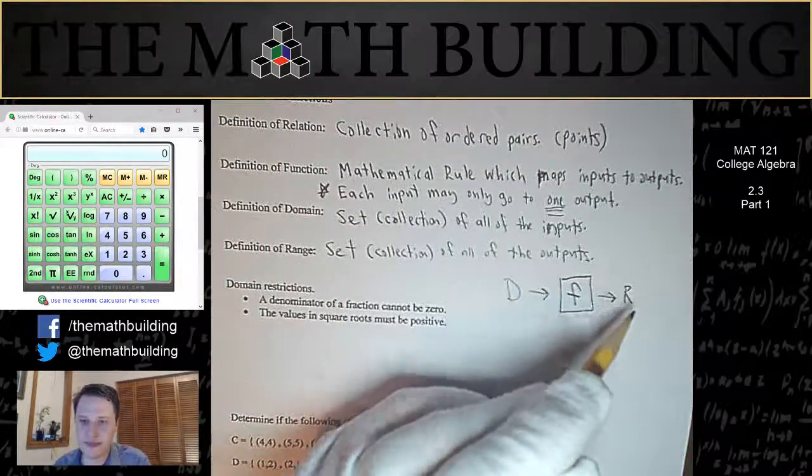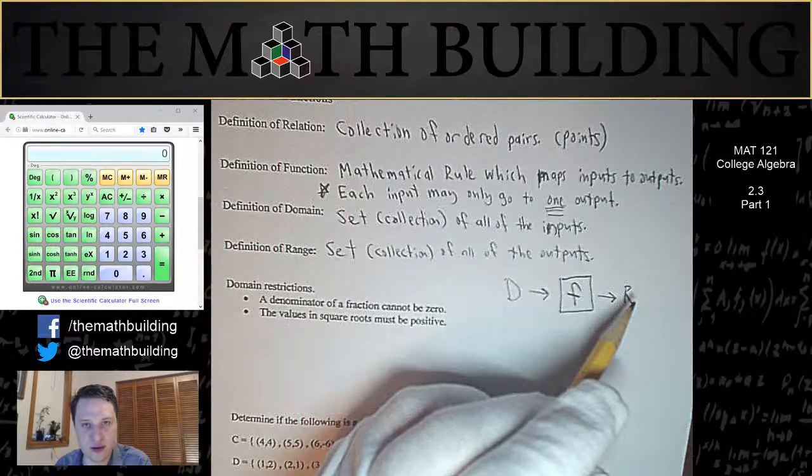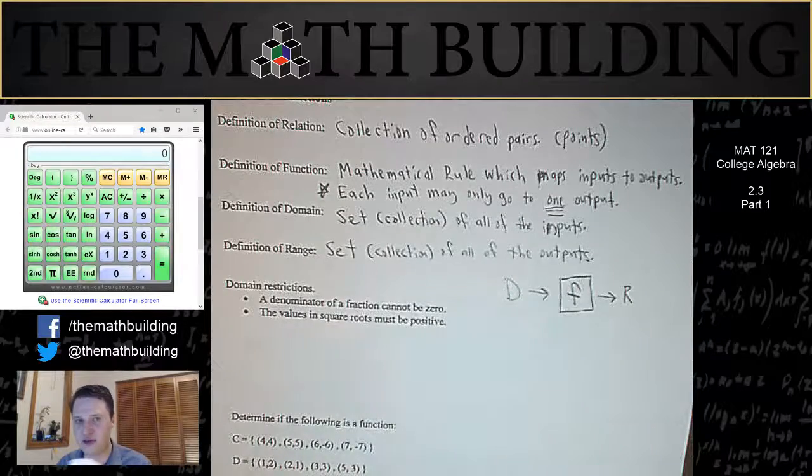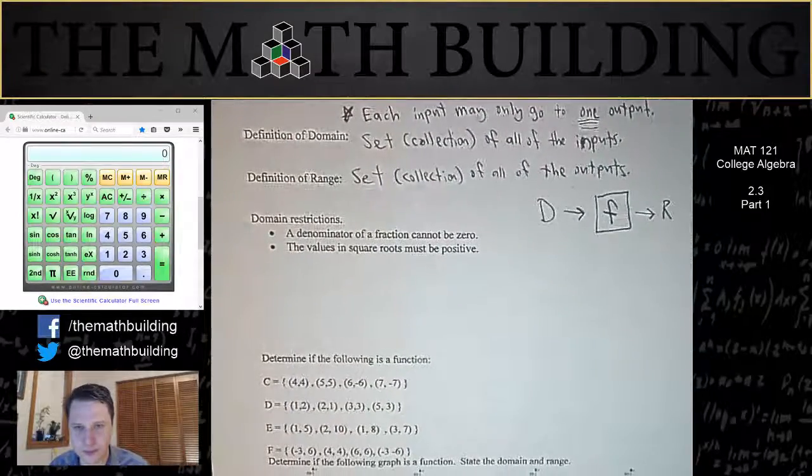It's okay that two different domain points could go to the same range point. That's okay. So like if 5 goes to 2, but 6 also goes to 2, that's okay. But what we don't want is for one input to go to 2 outputs. And we'll look at examples of all of this, so don't be confused. Let's just keep pushing.